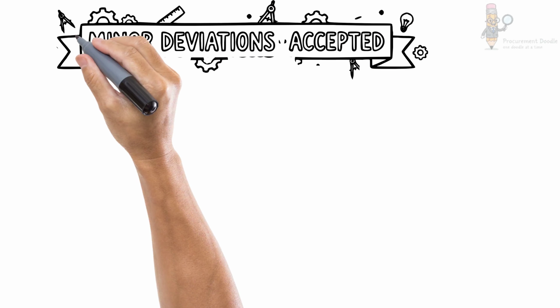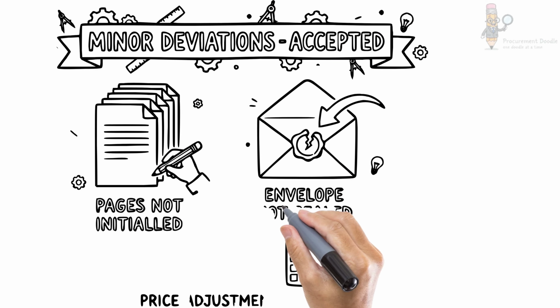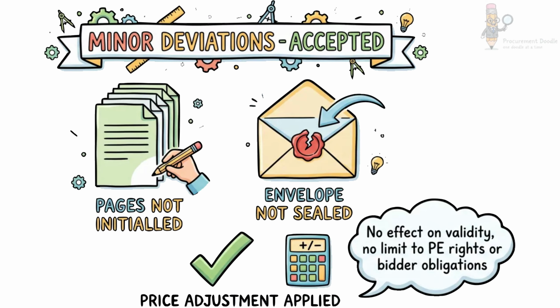Examples of minor deviations include simple oversights like pages not initialed or an envelope not sealed. These do not affect the validity of the bid, nor do they limit the procuring entity's rights or the bidder's obligations. Such bids are accepted, with a price adjustment applied for evaluation purposes only.